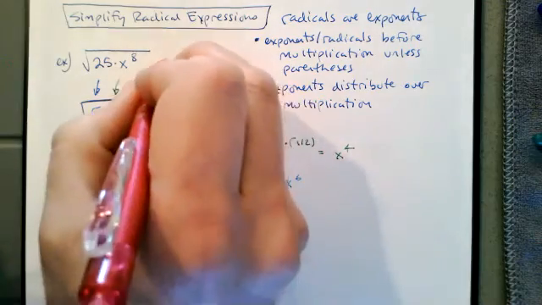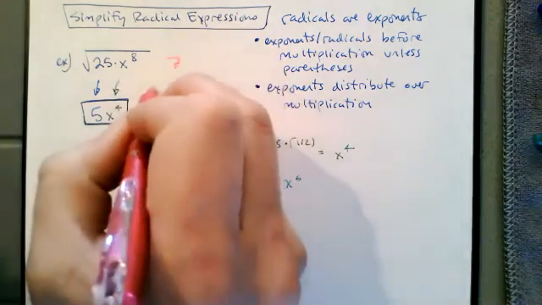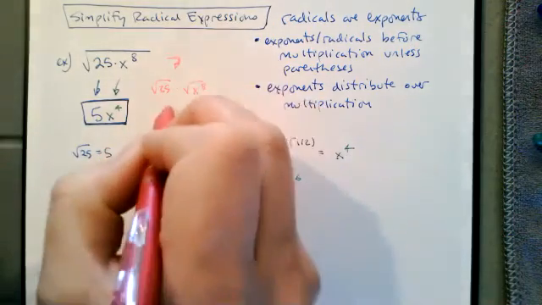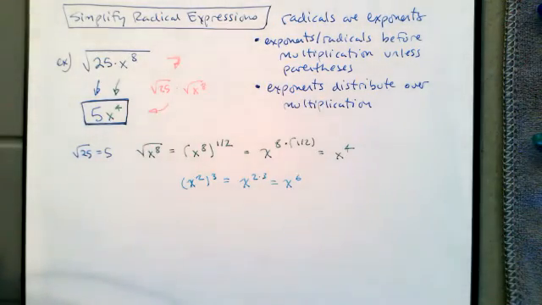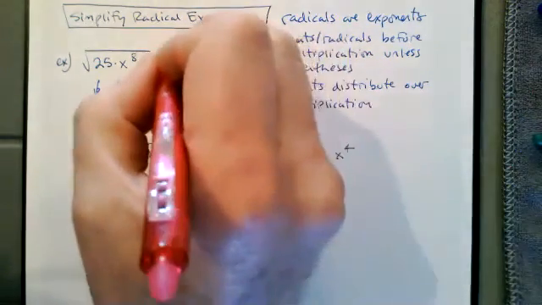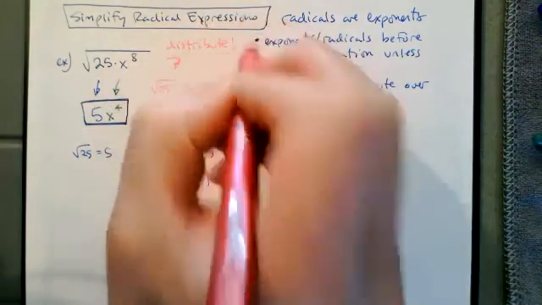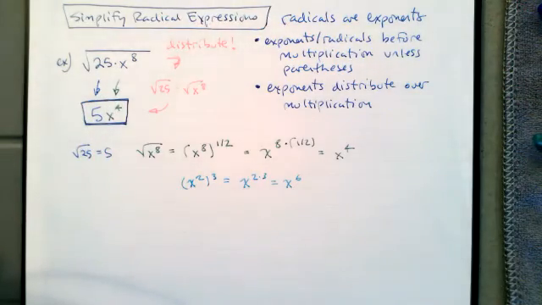So the other thing that we did was we thought of this as doing the square root of 25 times the square root of x to the 8th. So when we just take a factor at a time, we are using the distributive property. We're distributing the 1/2 power to the 2 factors, 25 and x to the 8th. So here we are doing a distribute. We do this because the radical is an exponent, and exponents distribute over multiplication.